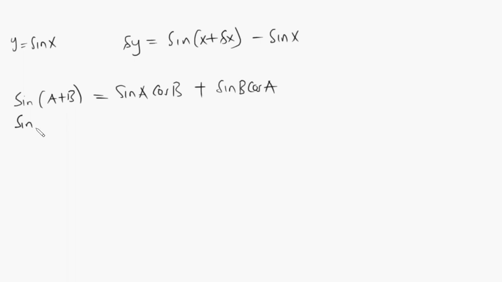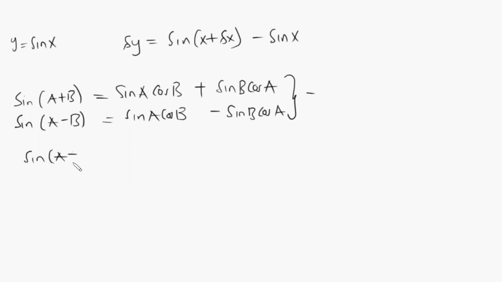And then sine of a minus b was sine a cos b minus sine b cos a. Now if I subtract these two equations, I will have sine of a plus b minus sine of a minus b. The sine a cos b terms cancel out and become 0 because they're the same, and this minus this becomes plus. So here we'll have 2 sine b cos a.